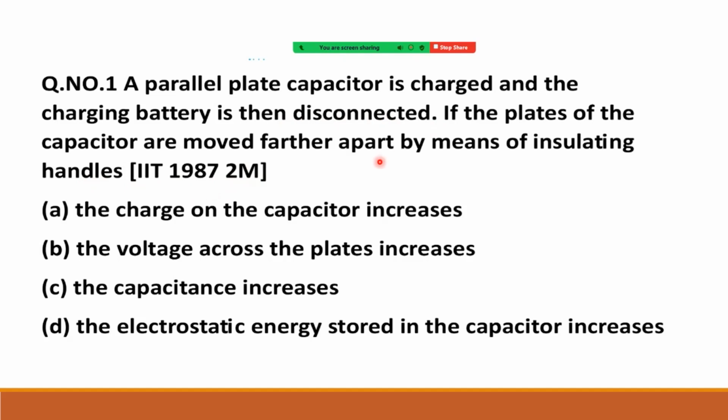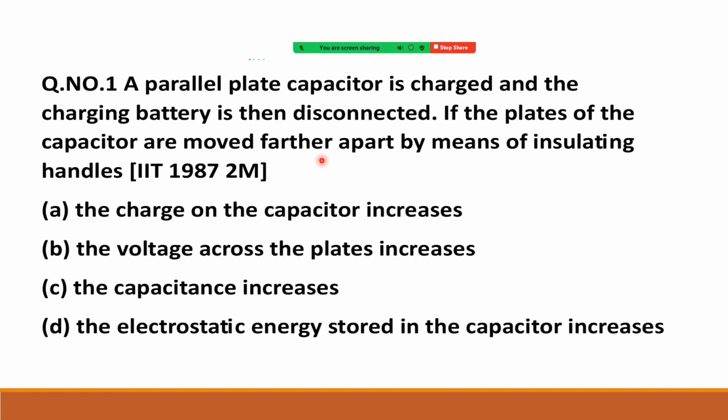Separation is increased. See, capacitance C equal to epsilon naught A by D. Now D is increased, therefore capacitance will decrease. Right? So charge does not change, so the first option is not correct. Voltage across the plates increases. You can see there is no battery, which means charge is constant.